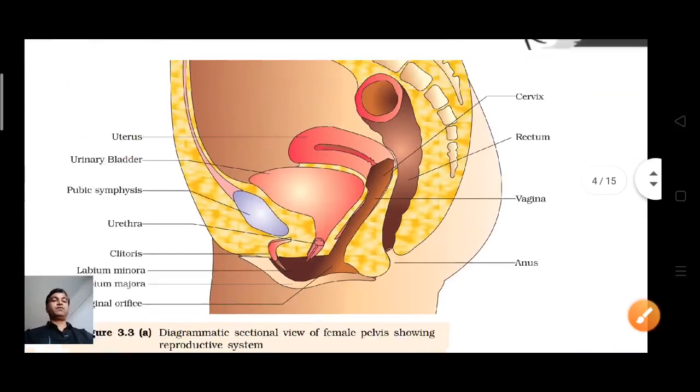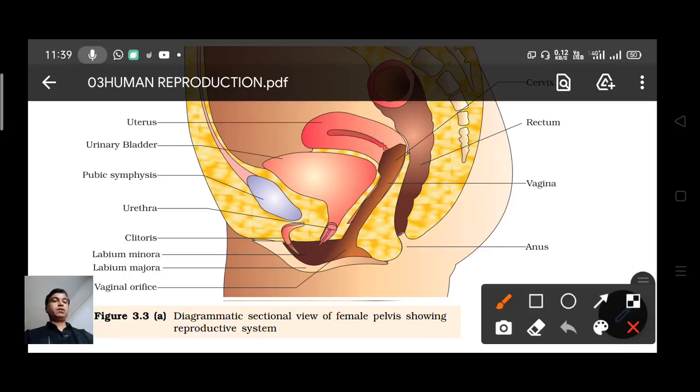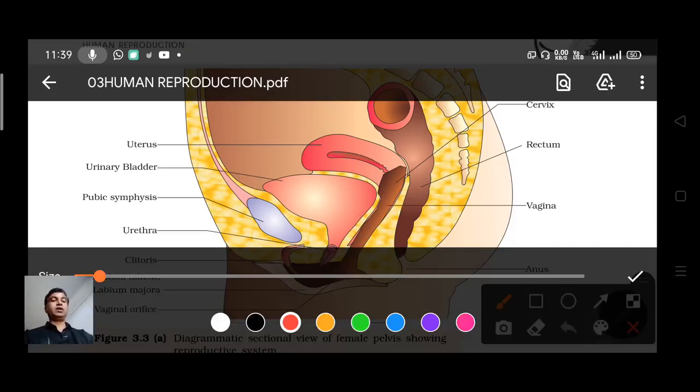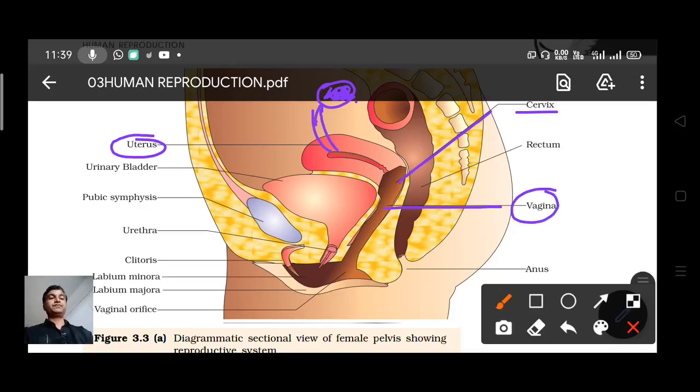Now come to the next part. This is a female reproductive system. Just observe this clearly. Here the actual ovary is not shown in this figure. Straight away they have given the uterus. The ovary is not shown here. So this is the uterus. To that uterus, these are the fallopian tubes and this is an ovary. So two ovaries are there. These are the fallopian tubes or the oviducts. This is the uterus. The uterus opens into the cervix. This is the cervix region. The cervix opens into the vagina. The vagina opens outside at the vaginal orifice.